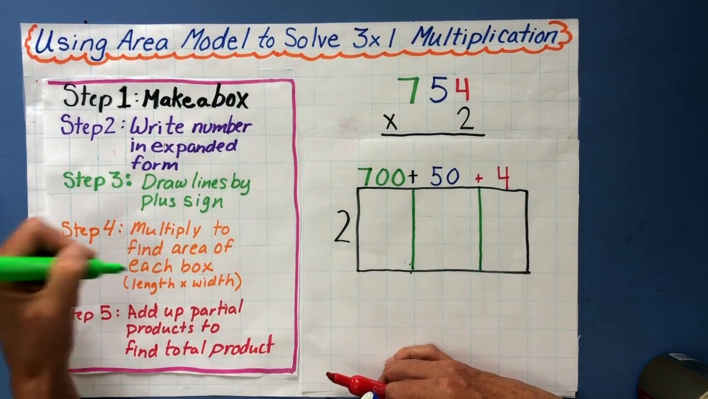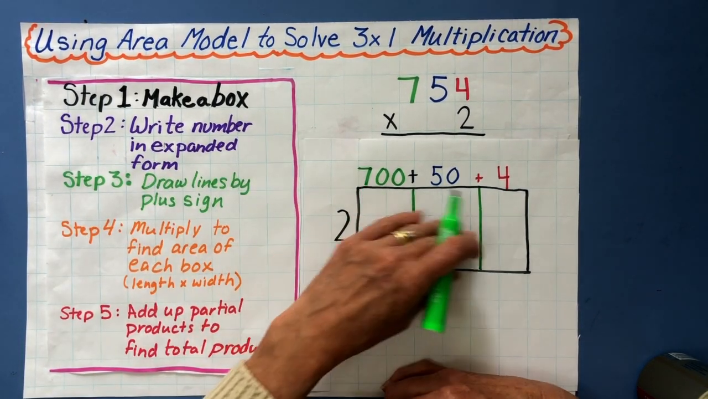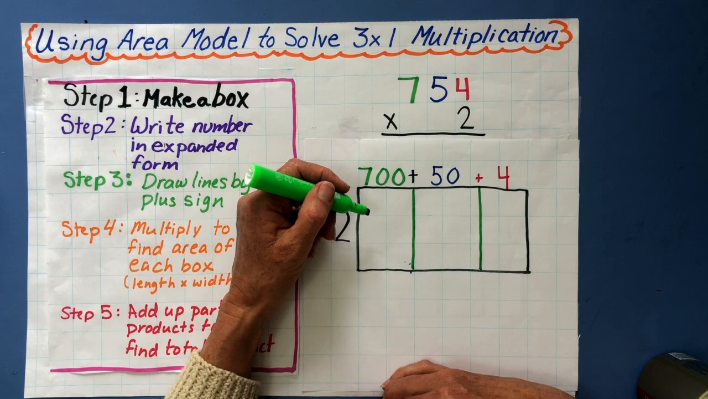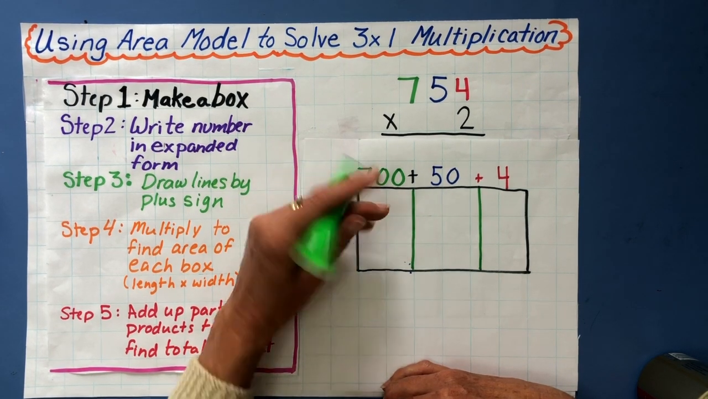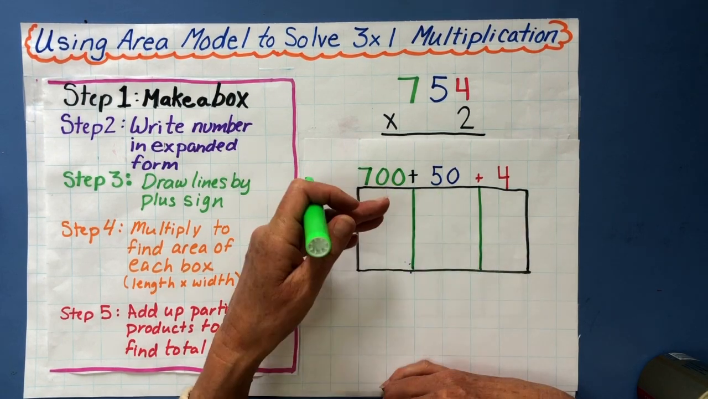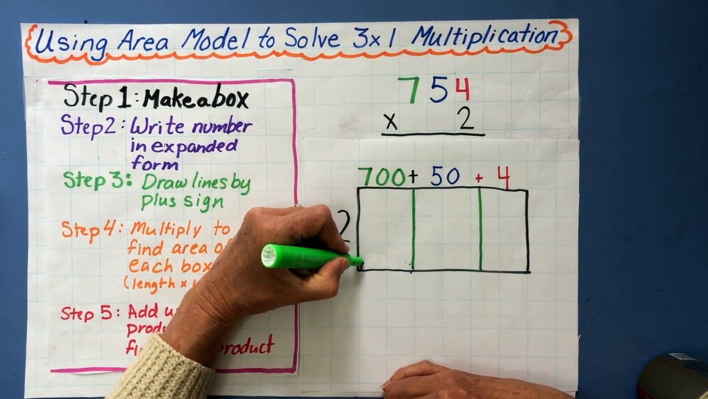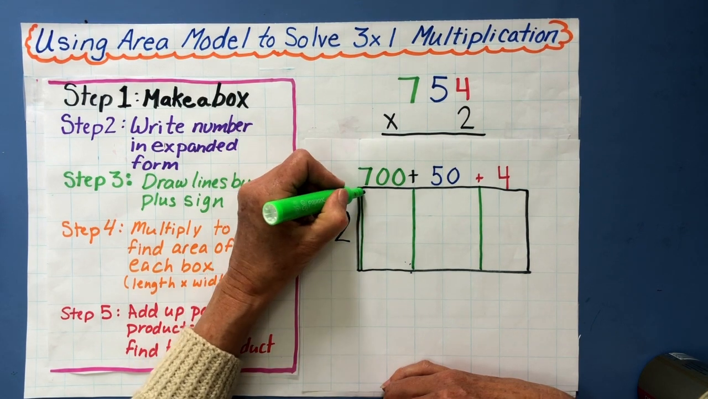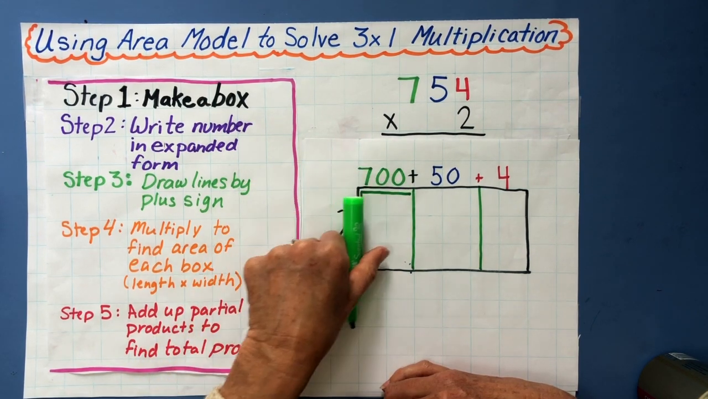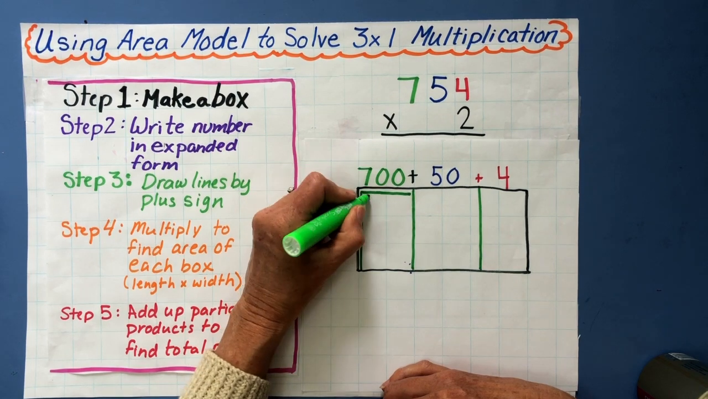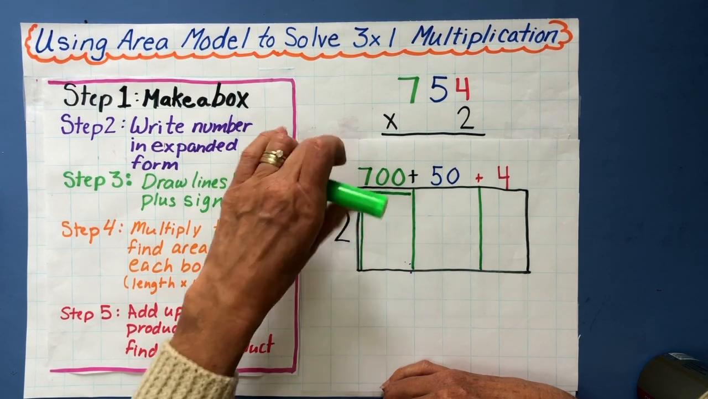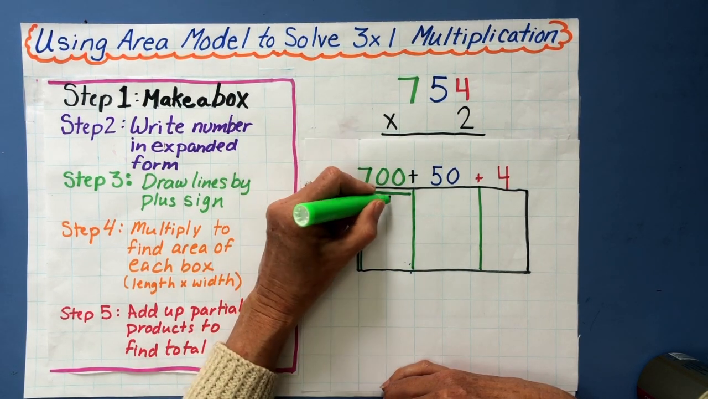All right, so now I need to multiply and find each area. Remember, perimeter is the frame of the window, area is the squares, or length times width. So for each of these 3 boxes, we need to find the area by finding length times width. So we know this is a length, and this is a length. So this has a length of 2, and this has a length of 700.